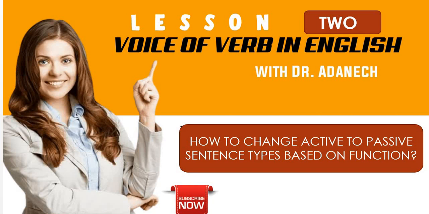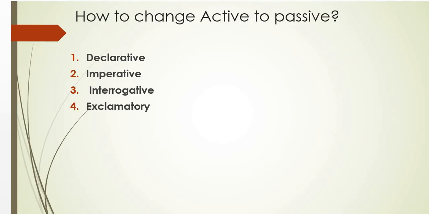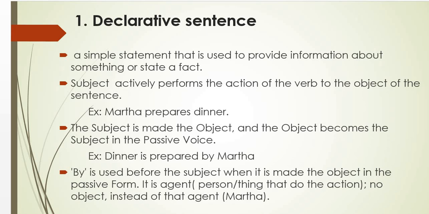In English, there are 4 types of sentences based on their function: declarative, imperative, interrogative, and exclamatory sentences. Let's start one by one. Declarative sentence. It's a simple statement that is used to provide information about something or state a fact.